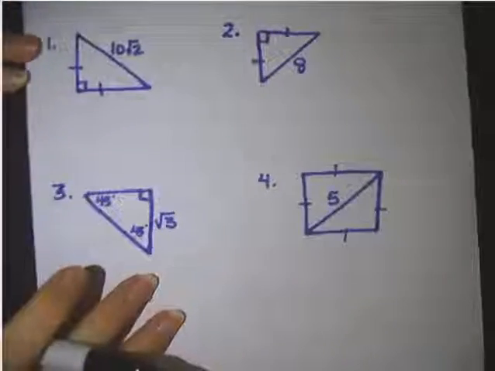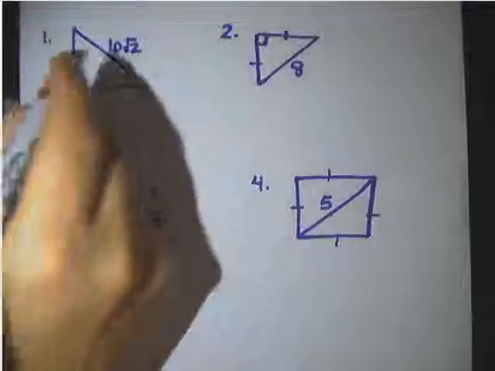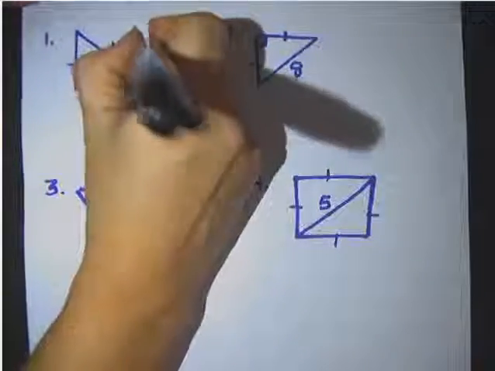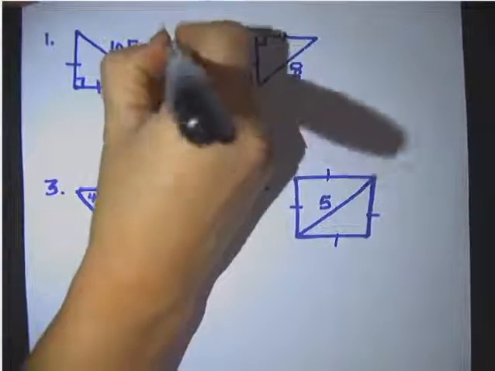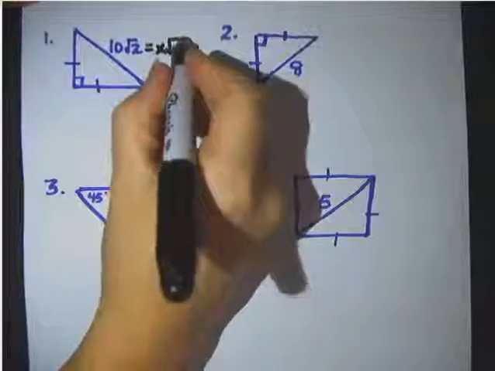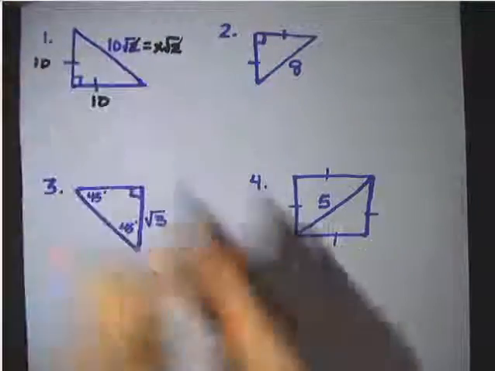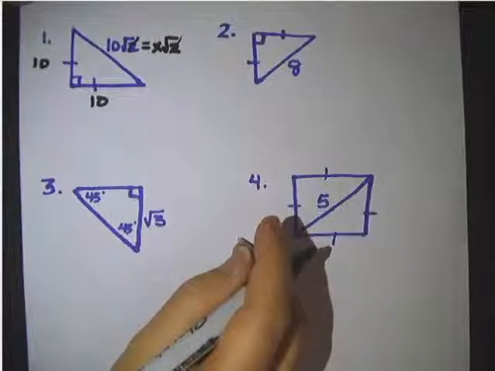Now if you want to write all these problems down and pause the video and try them and see if you get them right, that might be a good idea. But we'll do them together here. If this is 10 root 2, know that that's your x root 2 side. Therefore, if we solve this equation, these sides are 10 and 10. Now our goal here is to find all the side lengths on the triangle.